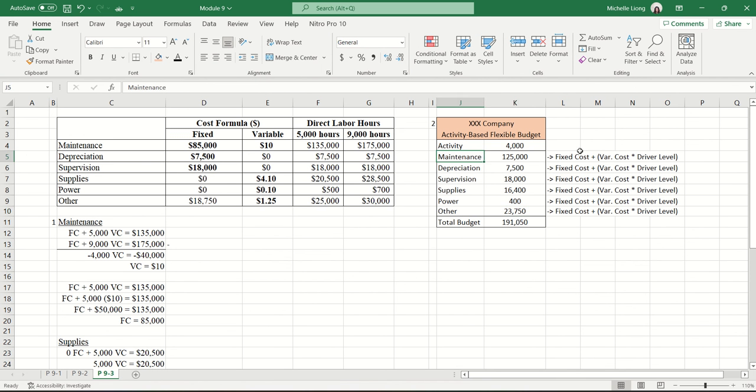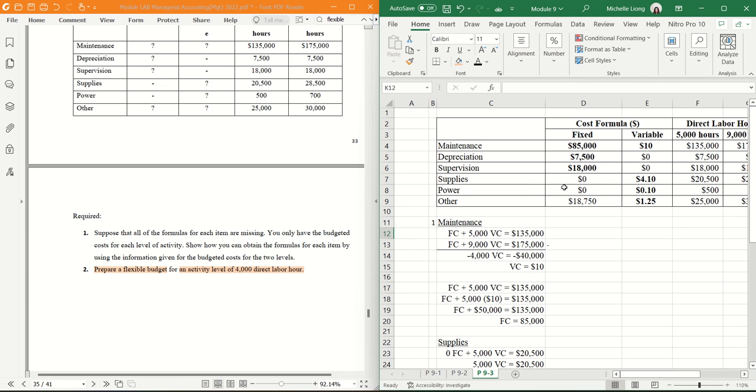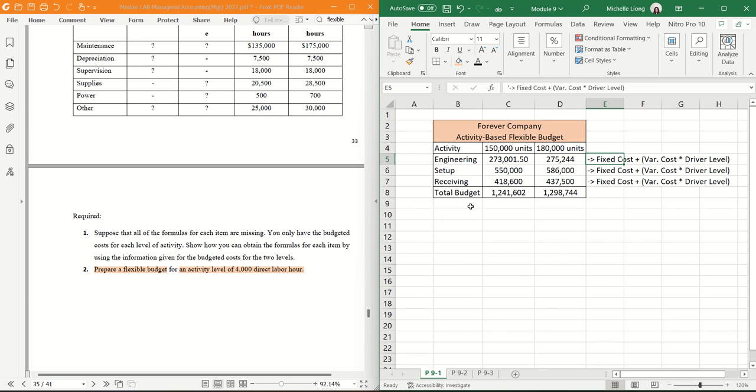Okay, so this is how we can do the flexible budgets, and I hope you guys can understand this module. And we're done with module 9, and see you in the next module. Thank you.